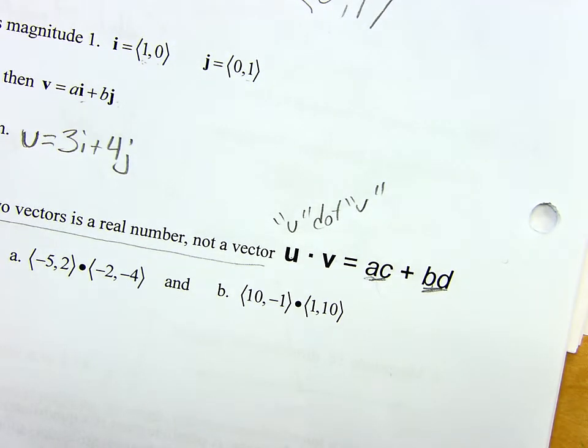So what does the dot product do for us? I'll read it right from the book for you. Dot products are used to determine the angle between two vectors, to derive geometric theorems, and to solve physics problems.